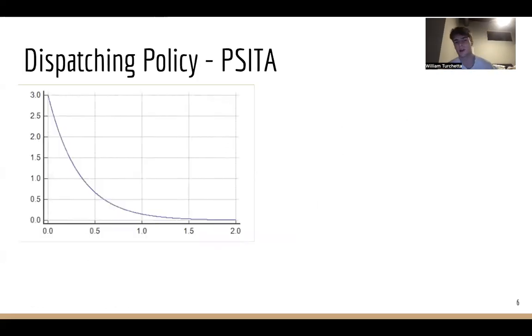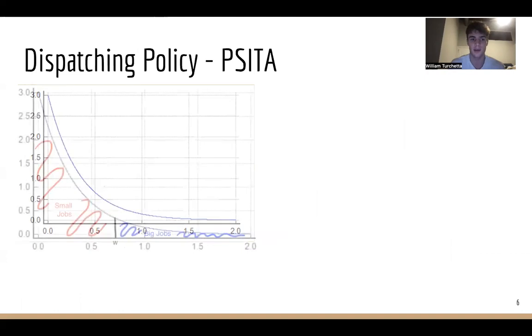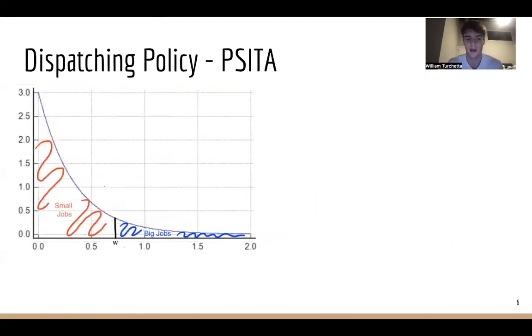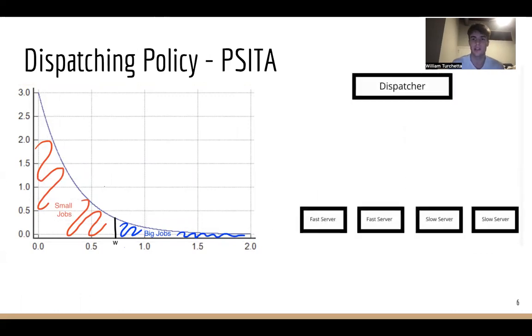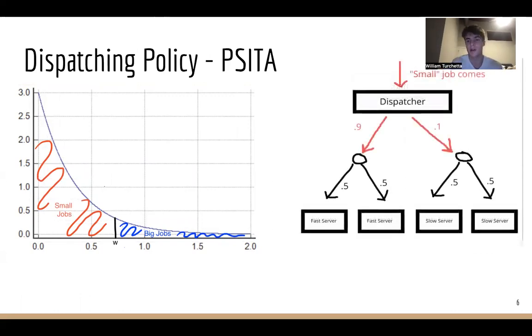Getting into the dispatching policy that we studied this under, it's something we adapted called p-SITA, which comes from SITA, which is size interval task assignment. Basically, we have our exponential distribution of job sizes on the left, and we can split jobs into small jobs and big jobs, and have an independent dispatching policy for each. So when a small job comes to the dispatcher, with some probability we can send it to the fast servers, and then it'll be uniformly distributed among the fast servers from there. And then with some other probability, we send it to slow servers, and it'll be uniformly distributed among them from there.